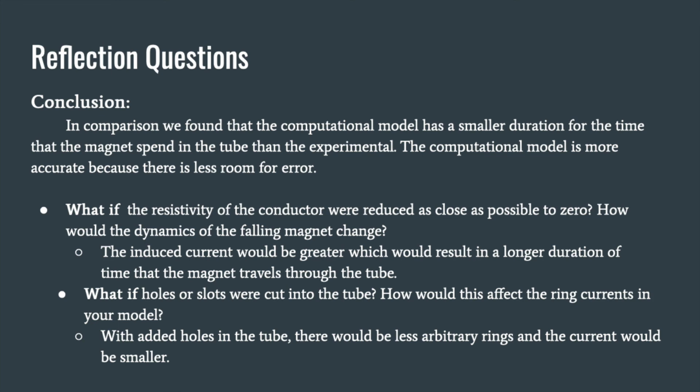On the other hand, what if holes or slots were cut into the tube? How would this affect the ring current in the model? With added holes in the tube, there would be fewer complete rings and the current would be smaller. And this concludes Lab 5.